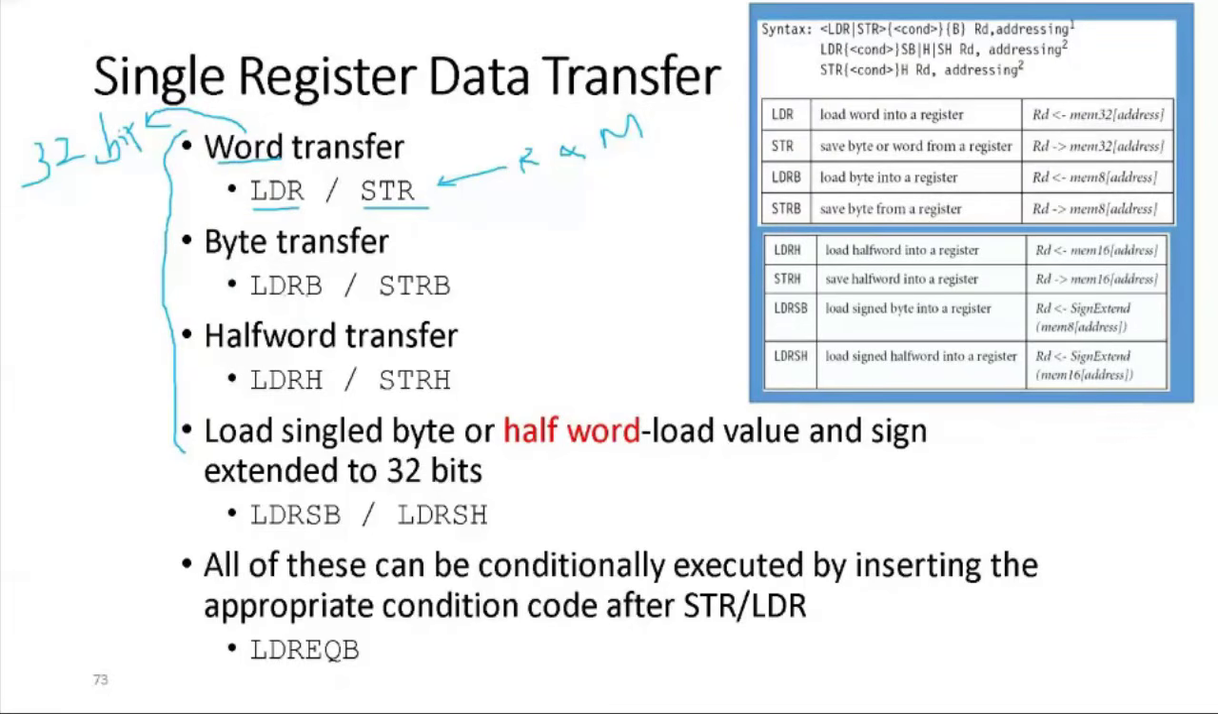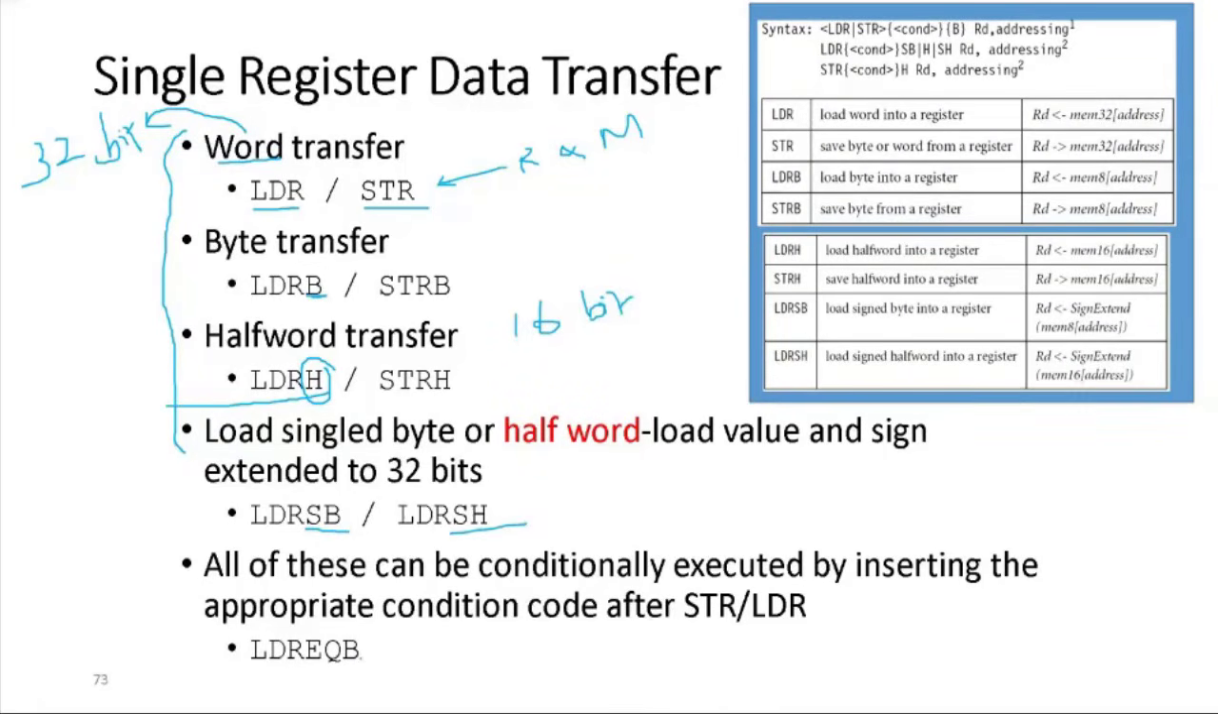And byte transfer, this LDRB. See here, this B represents byte transfer. And if you want to transfer a half word, means 16 bits, we can go with this instruction LDRH. This H represents the half word. Half word means 16 bits. Okay. And this LDRSB. Half word means what? Half word, I told you, a word is 32 bits, half word is 16 bits.